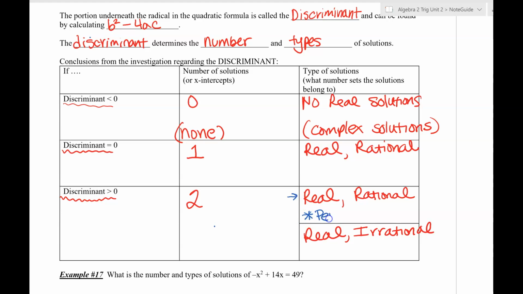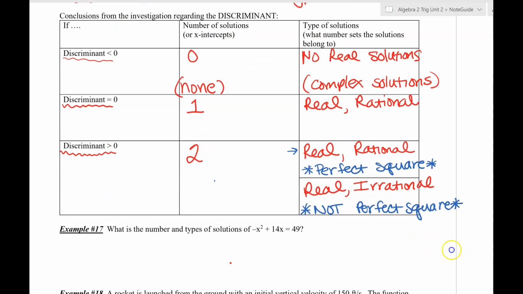For that to happen, that means the number underneath the radical would have had to have been a perfect square to completely simplify with no radical portion left in the value. If it's irrational, that means it was not that situation, so it was not a perfect square. And then we would continue from there.